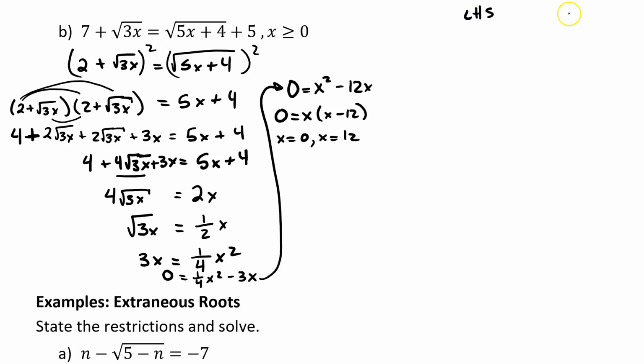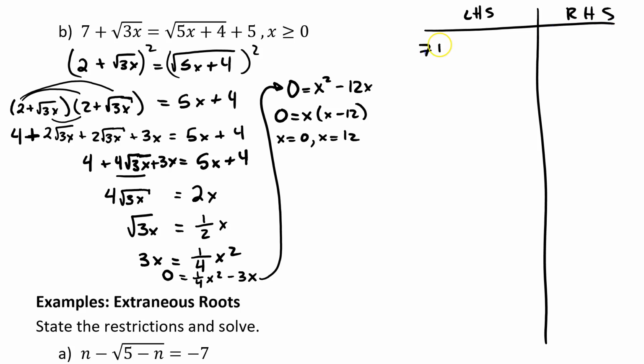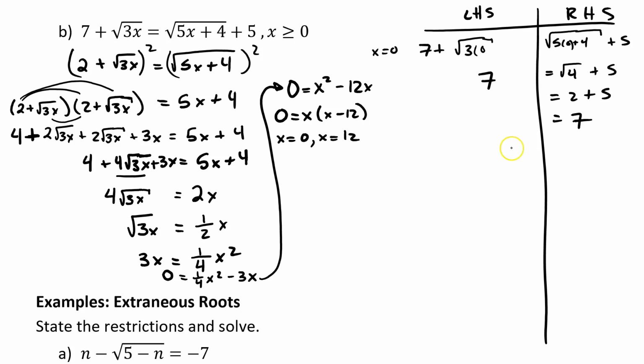So left-hand side, right-hand side. I have 7 plus, and this is going to be for x equals 0. 7 plus the square root of 3 times 0. So that's just simply put 7. And the right-hand side is the square root of 5 times 0 plus 4 plus 5, which is the square root of 4 plus 5, which is 2 plus 5, which is 7. Woohoo! Left-hand side equals right-hand side. That's good. So we know that x equals 0 is a solution.